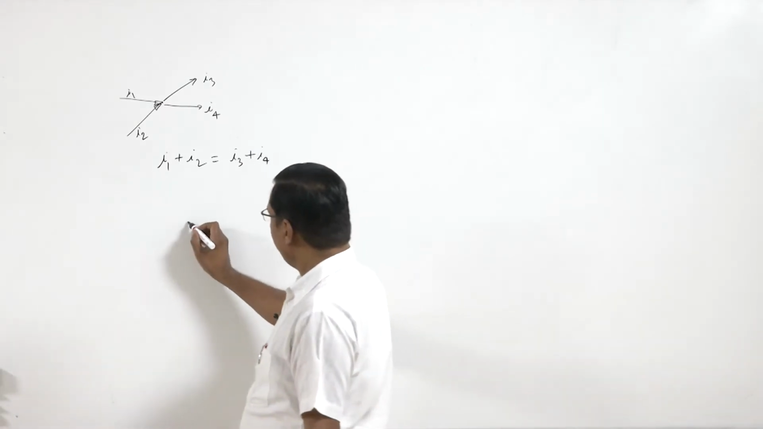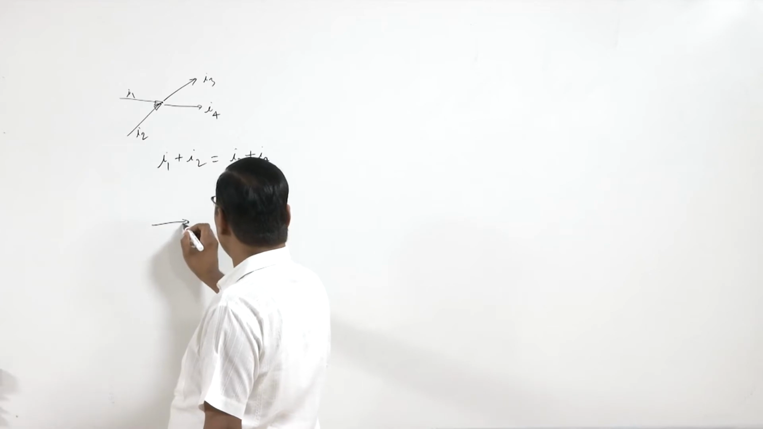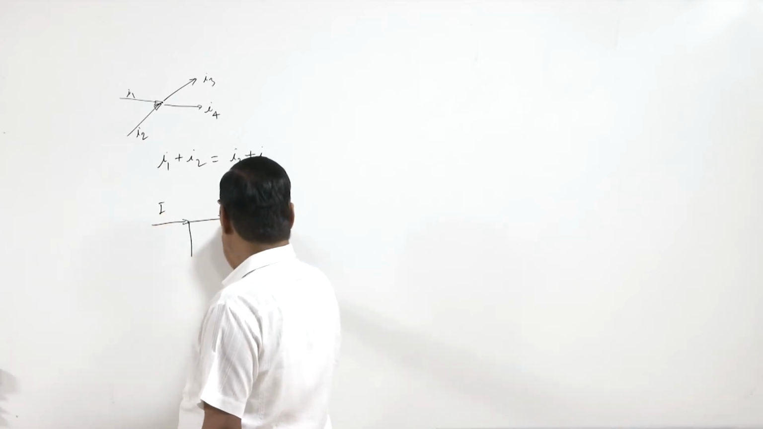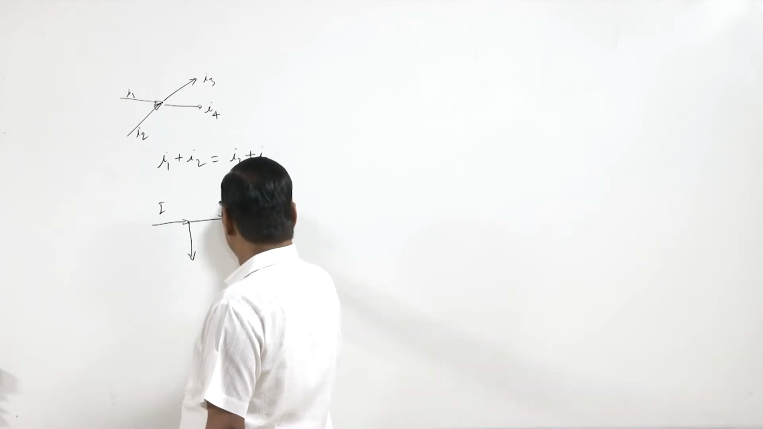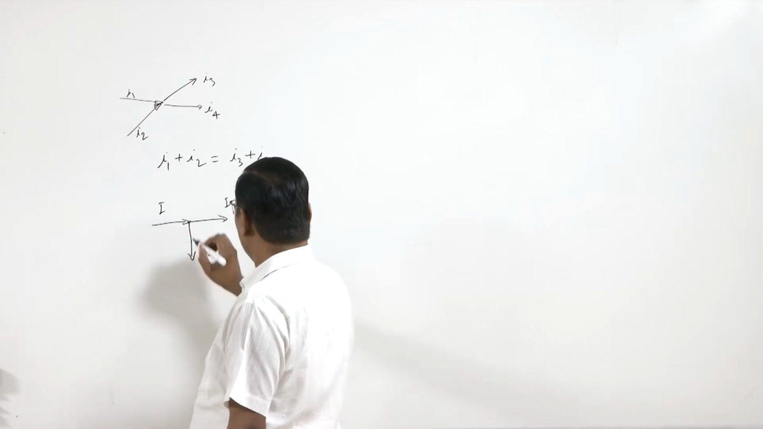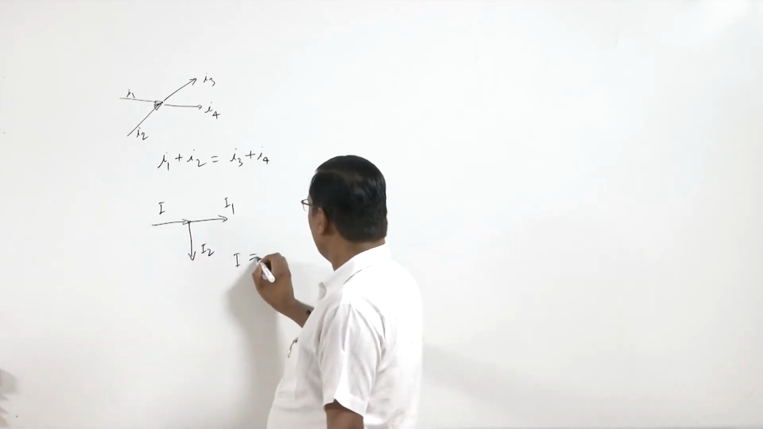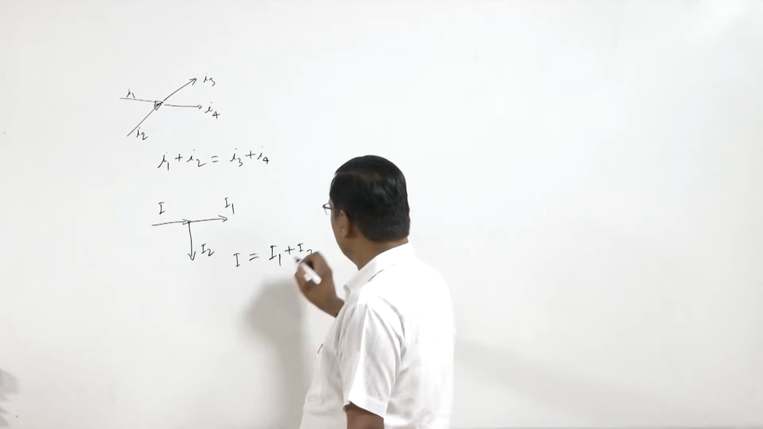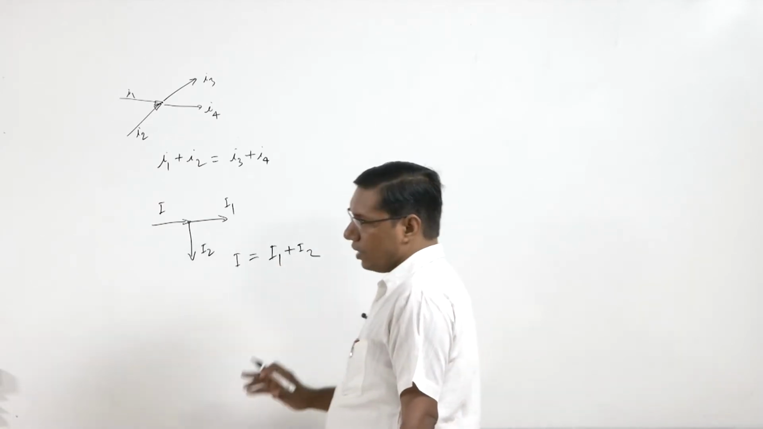Let us say we have some point where current I is entering and then I1, I2 are leaving. So here I equals I1 plus I2. So, this is the current law.